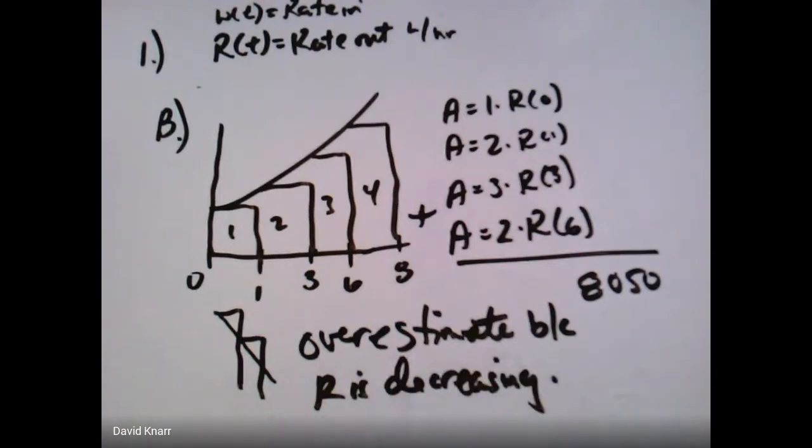That's all you have to say, no more. Okay, it's an overestimate because R is decreasing. That's it. Say nothing else. Okay, notice we didn't write units. We didn't write units, they didn't ask us for them. They don't ask you for units, you don't have to give them. All right? Okay, that takes care of B.